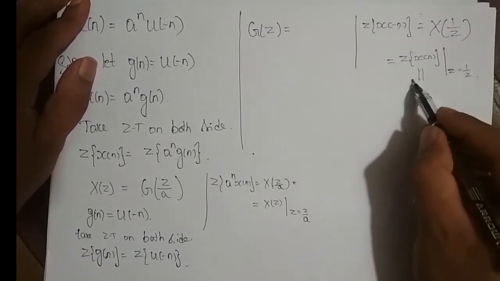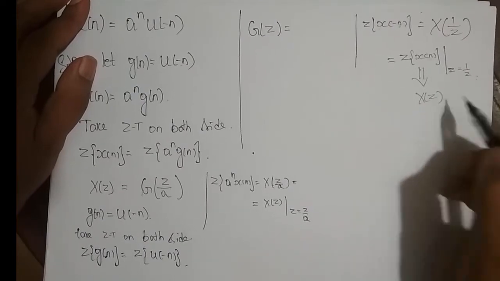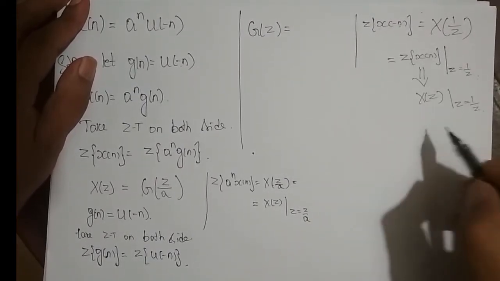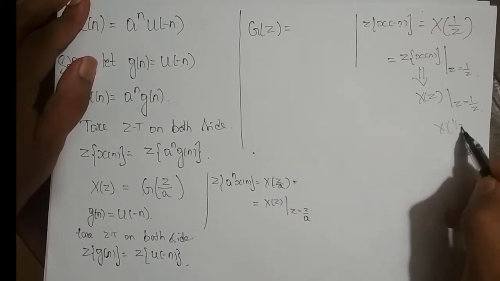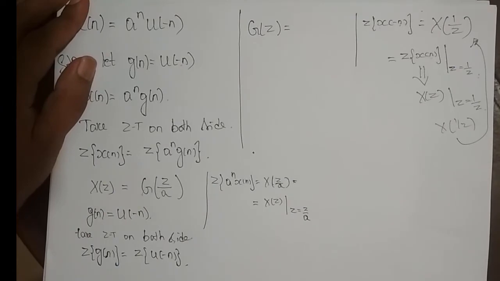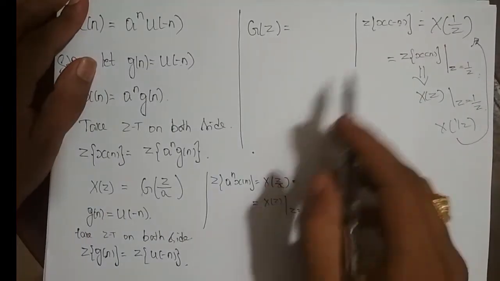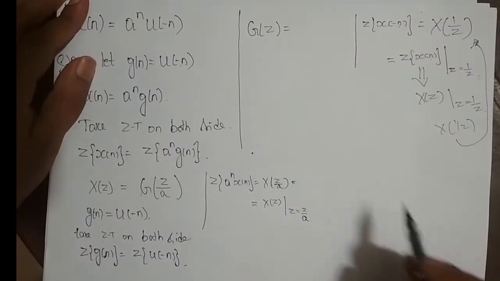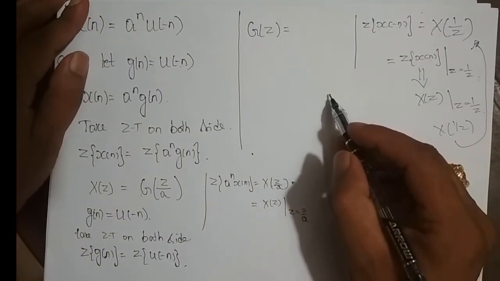So this part is nothing but X of z. If in this X of z I replace z with 1 by z, I end up with X of 1 by z. So that is what I have here. Just to convince you, I wrote it like this here. So don't worry, I'll just try to solve here.